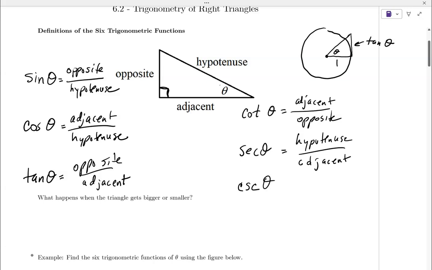which is abbreviated CSC. You can't abbreviate cosecant COS because we already have that for cosine, so I have to do something different. And this is hypotenuse over the opposite. So those are the 6 trig functions of that particular angle.